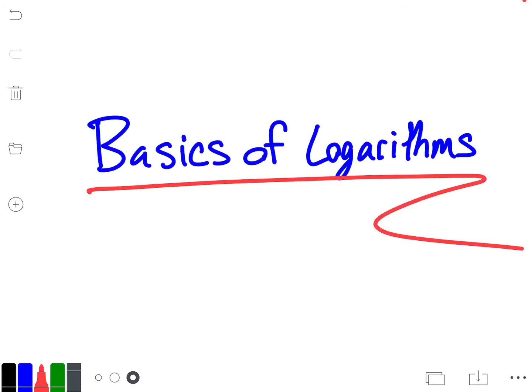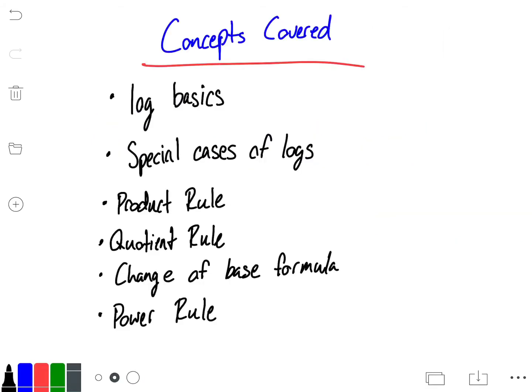In this video, we will be covering the basics of logarithms. So here are the basic things that I'm going to be covering today. The first thing we'll be going over is log basics and the basics of the logarithm formula. Then we will go into special cases of logs, the product rule, the quotient rule, change of base formula, and the power rule. Let's go ahead and get into it.